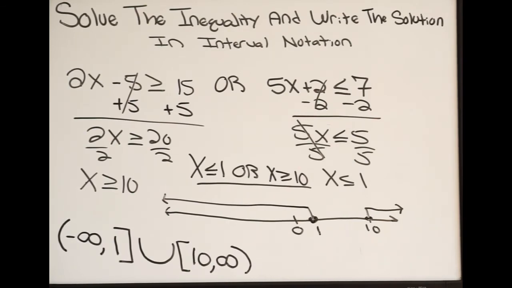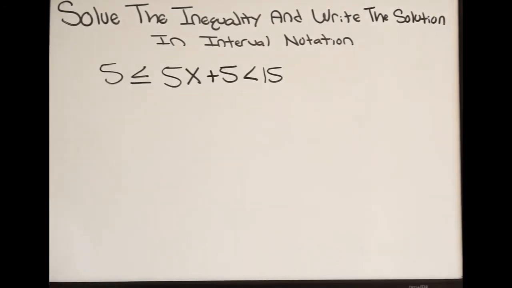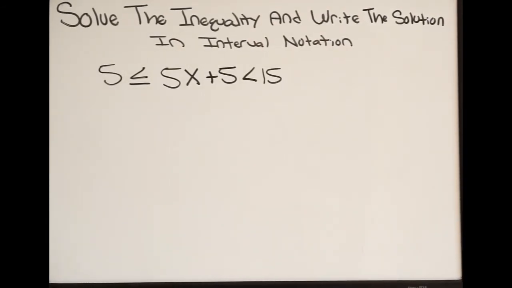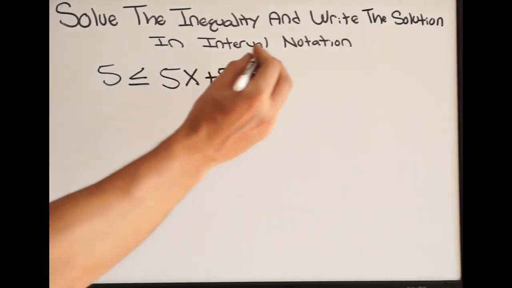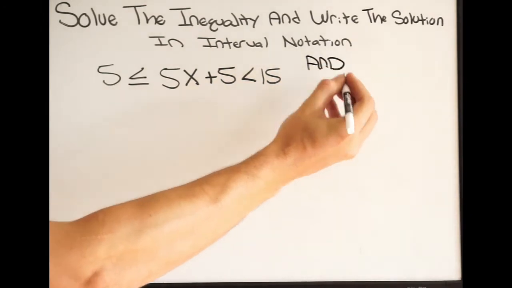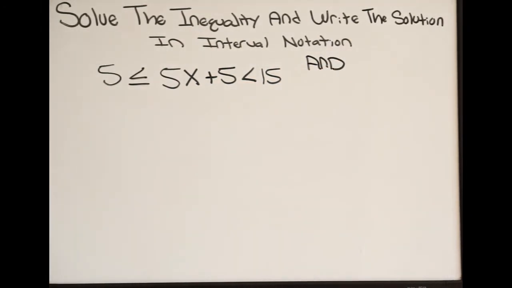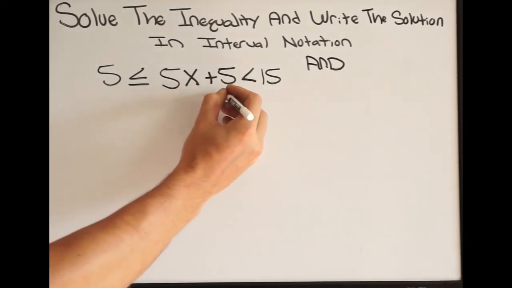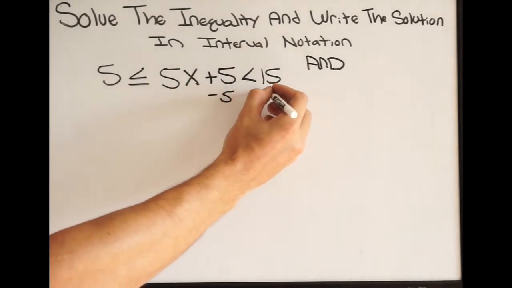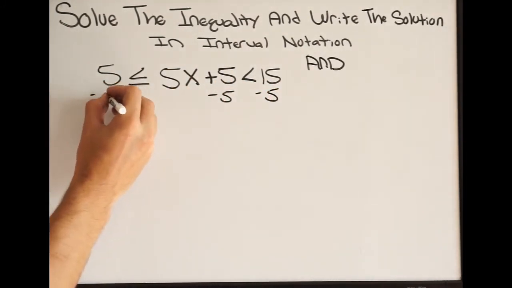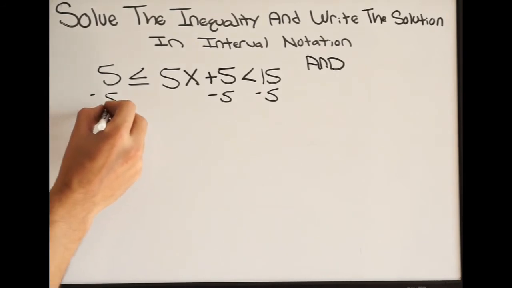All right, let's try another example. Here's our next example, and notice here we're dealing with a conjunction, meaning we're using and as our separator. In the previous example, we had a disjunction, meaning we're using or as our separator. So this is a conjunction, and when we solve these, it's fairly simple. We're just going to subtract 5 on both sides of our inequalities. So let's go ahead and do that.